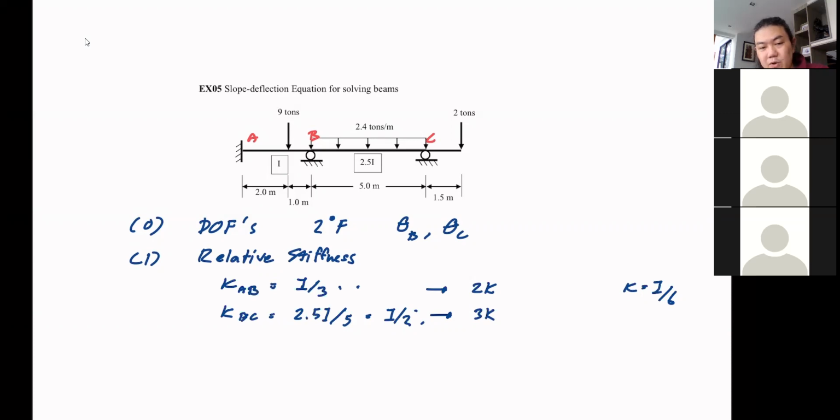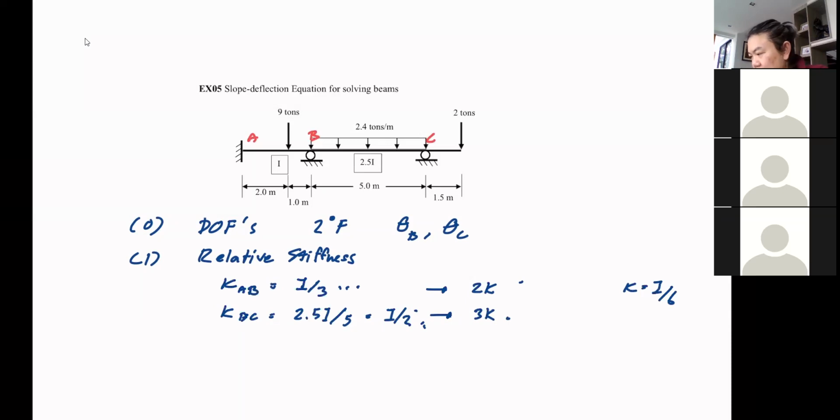So for those who mess this up, it's really sad because you can't tell which member is stiffer than which. It's a comparison of I over L. This is I over 3. This is I over 2. Which one is greater? Which one is stiffer? It's I over 2, right? So I just multiply everything by 6. So I got 3K and I got 2K. So that's my relative stiffness.